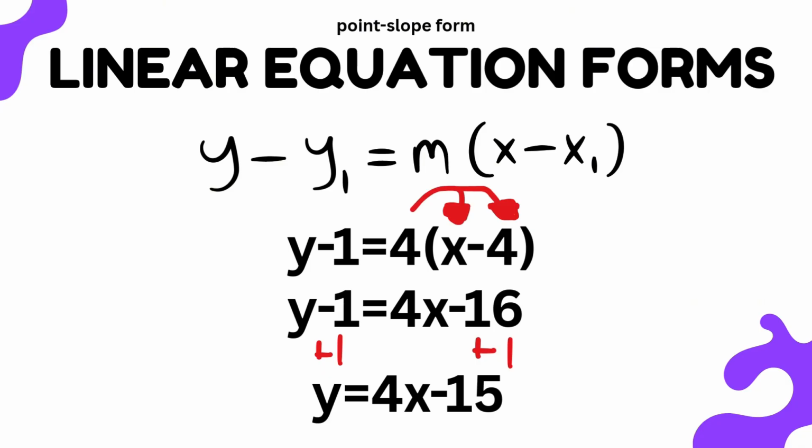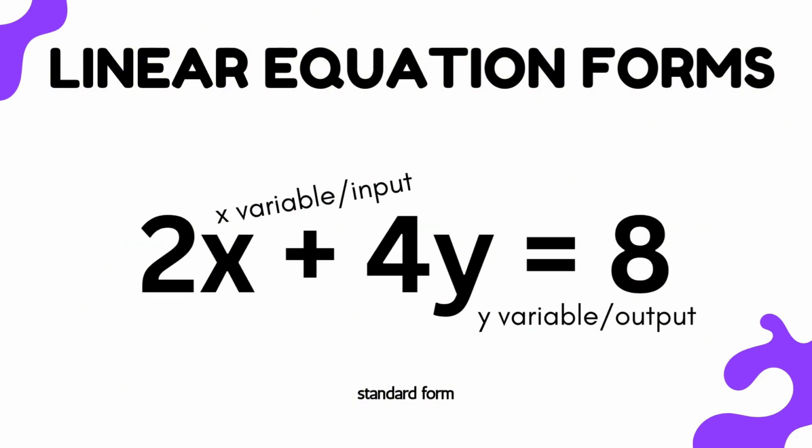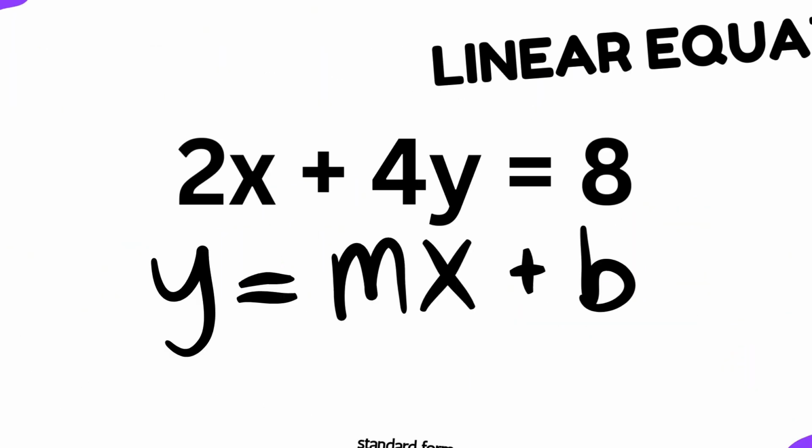Returning to y minus 1 equals 4x minus 16, we're going to add 1 to both sides, so we get y equals 4x minus 15, and boom, we have our slope-intercept form. Now for the next example, we're doing standard form. We have ax plus by equals c. So our next problem is 2x plus 4y equals 8, and we want to turn it into slope-intercept form, aka y equals mx plus b.